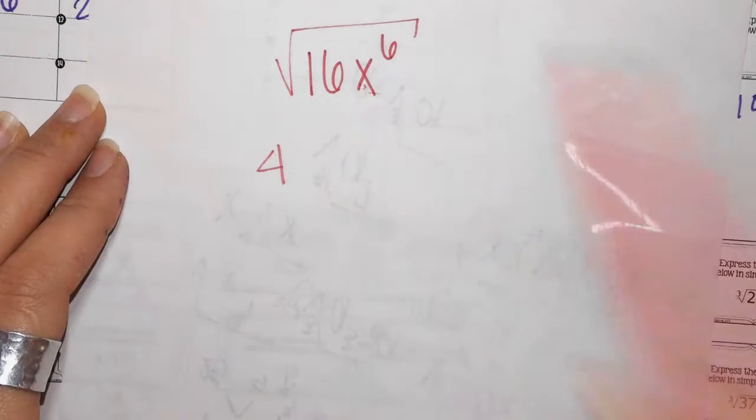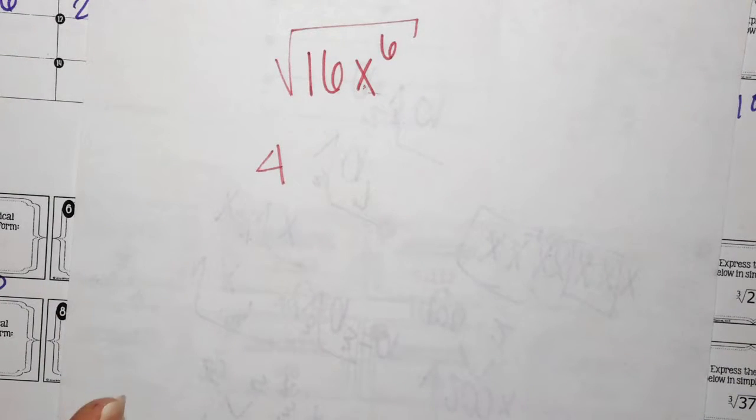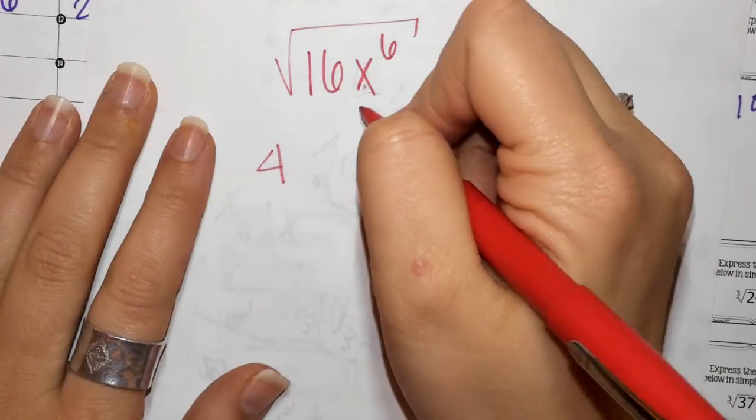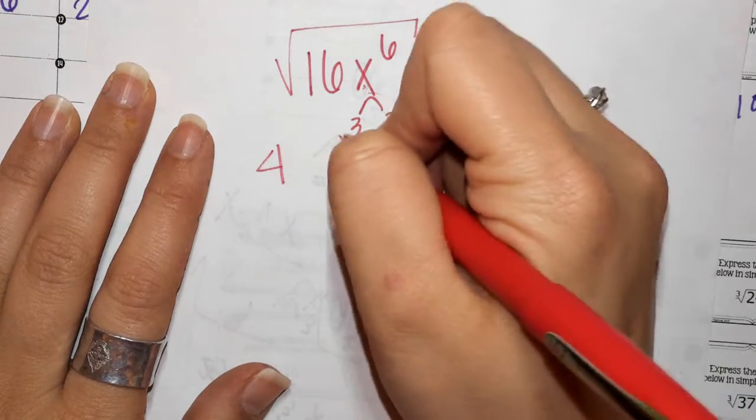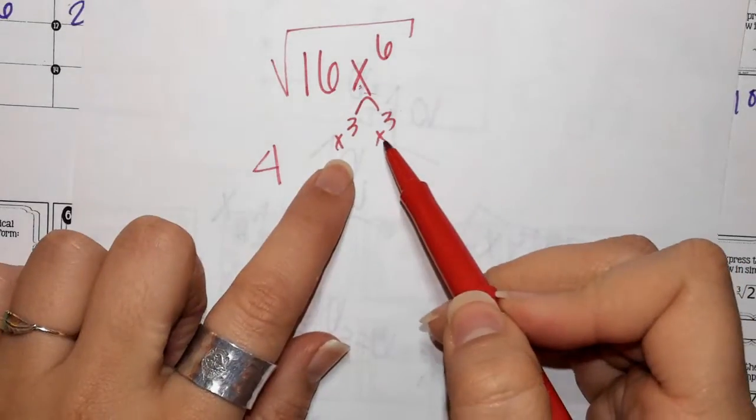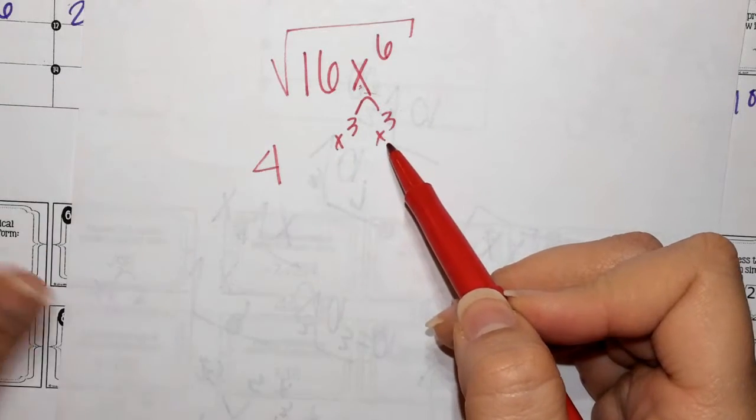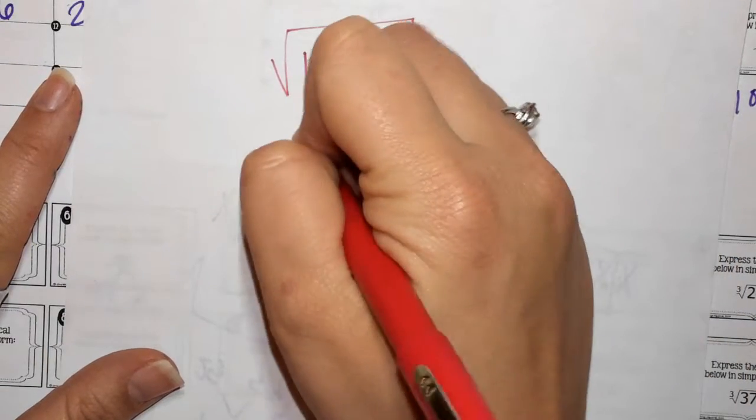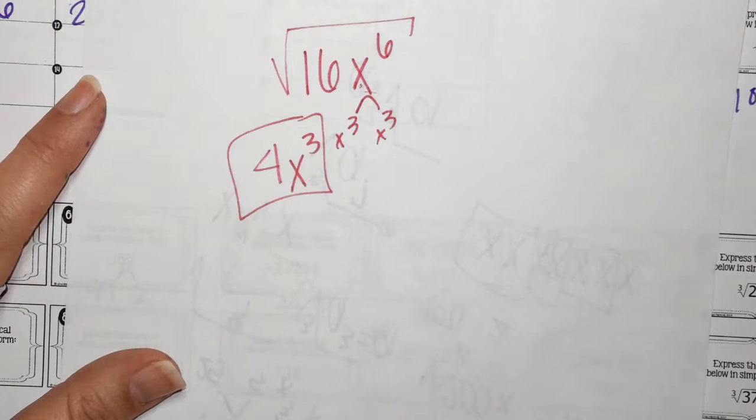Now what would we do with this x to the 6th? You break it down into 3 and 3, right? Okay, so we have 3 and 3 x's. And so we have 2 of those, right? Yes. So what do we bring to the outside? One of those. One of them. Boom, you're done.